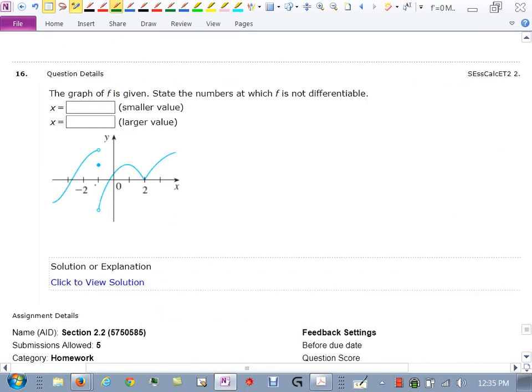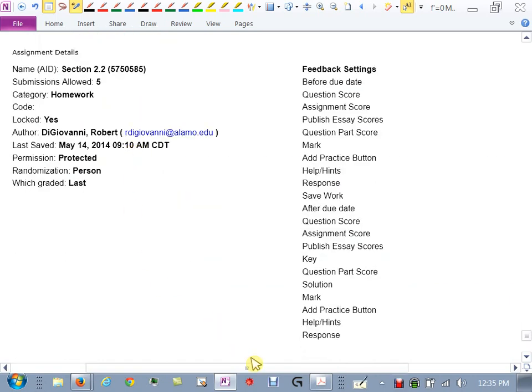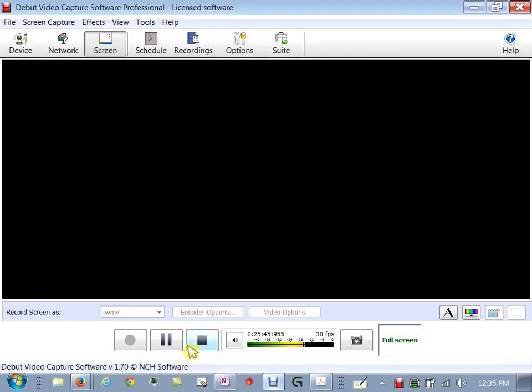All right, here we have a jump at -1, a jump in the graph. Can't differentiate there. And then again, we have a cusp here at 2. All right, that's it. That worked out pretty well. Hope that made sense.